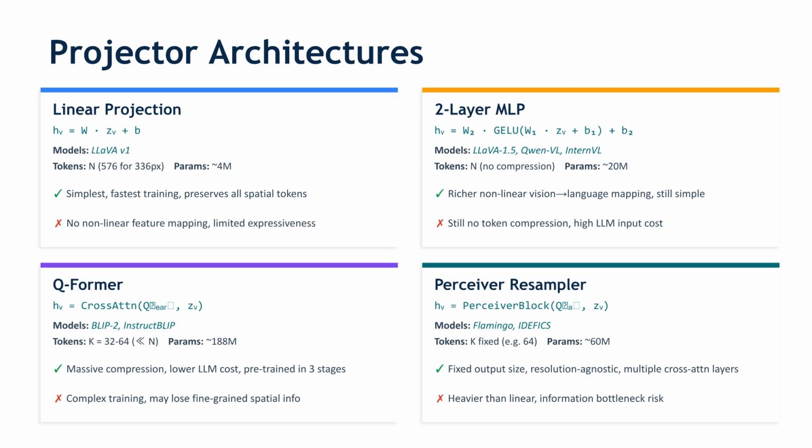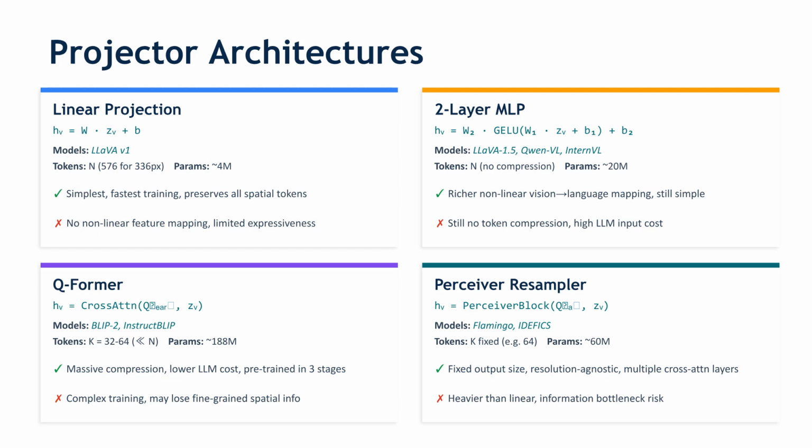Second, the two-layer MLP used in LLaVA 1.5, Qwen-VL, and InternVL. It adds a GLU non-linearity between two linear layers, giving about 20 million parameters. This provides richer vision-to-language mapping, while remaining simple. But like the linear projector, it does not compress tokens, so LLM input cost remains high.